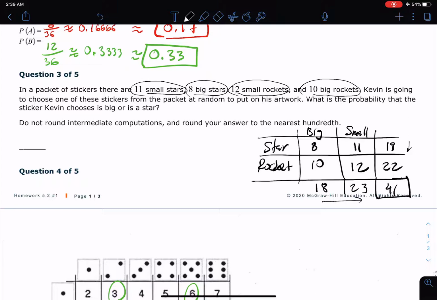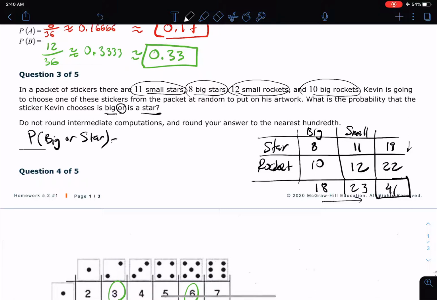Now that wasn't totally essential, but when you're new at this, it might be kind of a good idea. But this is what we're looking for, really. We're looking for the probability of choosing a big or a star.